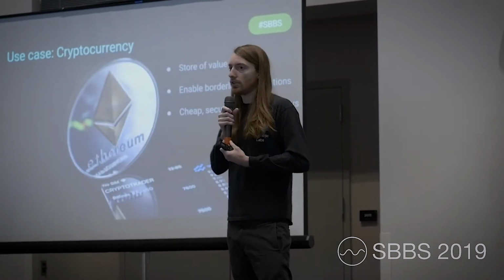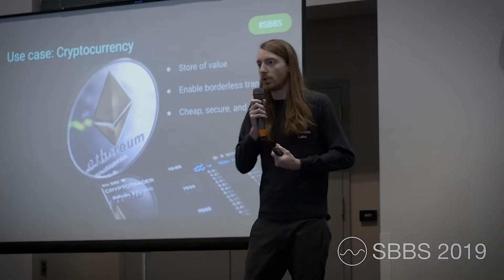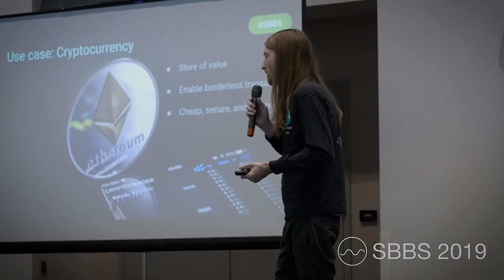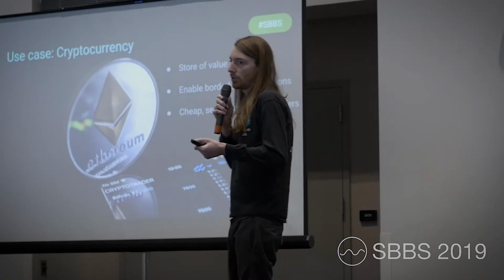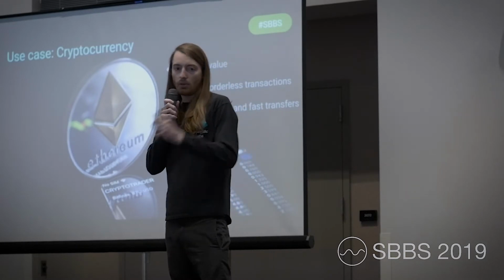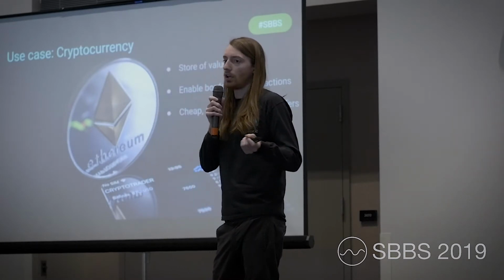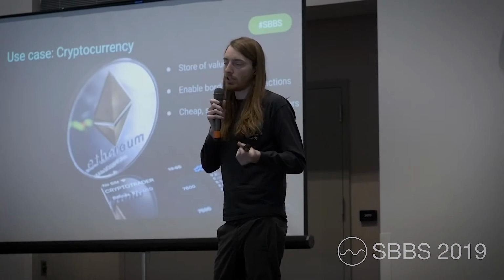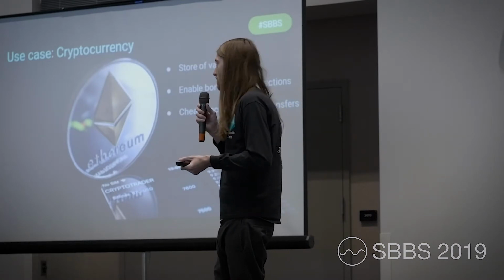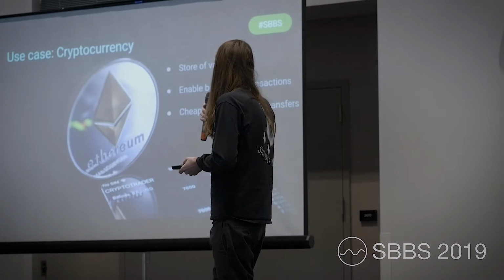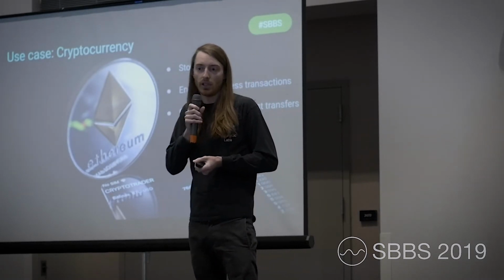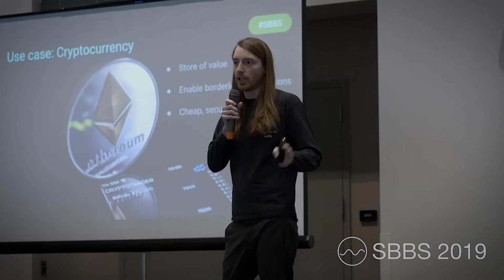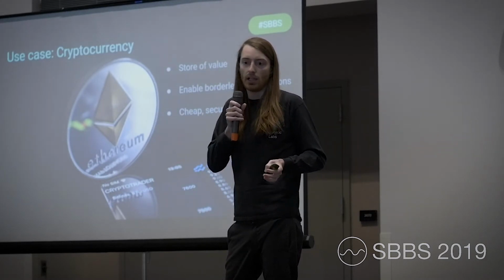So let's take a look at some use cases. Starting with the most obvious one, the underlying token of Ethereum is called Ether. It's a cryptocurrency. It's a commodity. It's a store of value. It enables these borderless transactions, so we can send money anywhere in the world for a couple pennies. It's really cheap and fast, and it's borderless in that way. If you've ever tried to send money internationally, it goes through all these steps. It takes days. It's complicated. It doesn't make any sense.